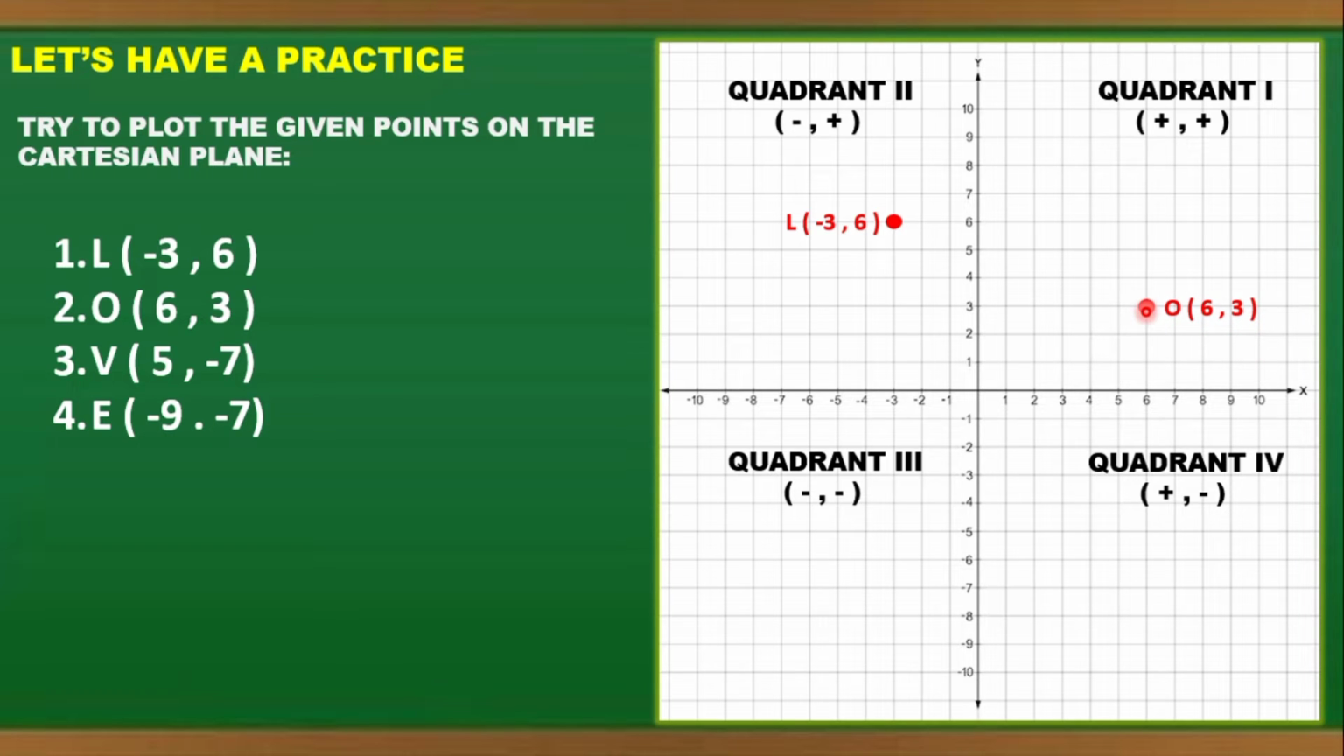Let's proceed to number 3. V, 5, negative 7. And as we all know, quadrant 4 will give us positive and negative. So our answer in number 3 will be plotted on quadrant 4. First, we have to find positive 5 on the x-axis: 1, 2, 3, 4, 5. And negative 7 on the y-axis: 1, 2, 3, 4, 5, 6, 7. So our answer will be plotted here.